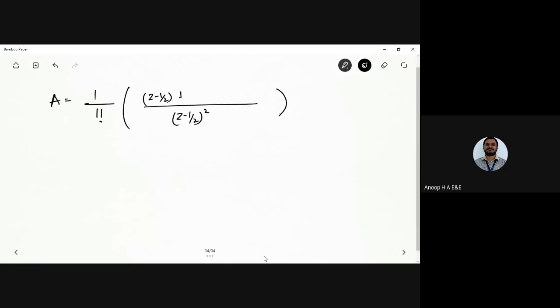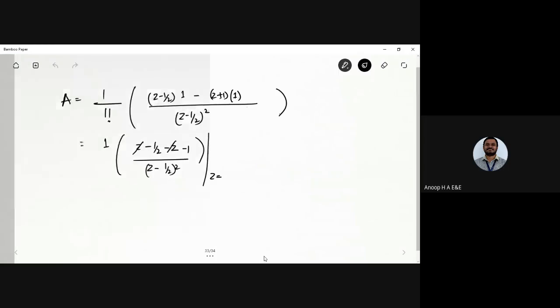Okay, so 1 divided by 1 factorial is 1. So I have z minus 1 by 2 minus z. So this gets cancelled, and you have over here minus z minus 1. Okay, minus z minus 1, I'll be having this function here as z minus 1 by 2 the whole square, and this z value over here is equal to 1. Okay, so the value of z would be equal to 1 here.